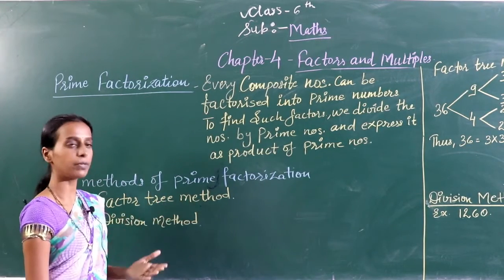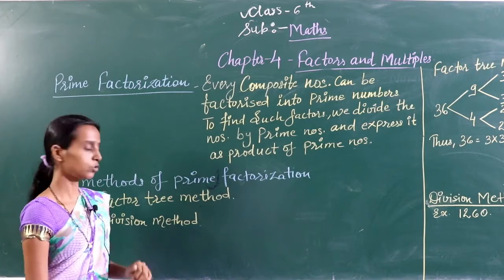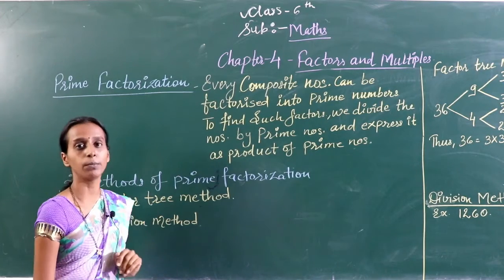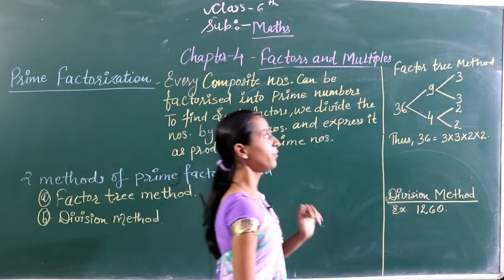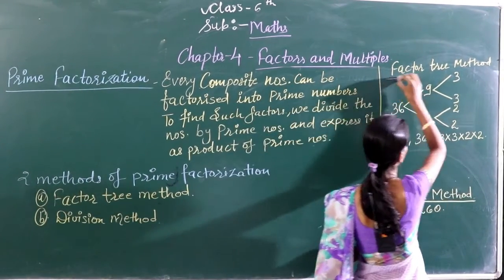If we have a large number, then we have to use the division method. So let us try to understand these methods one by one. First is the factor tree method. What is this factor tree method?